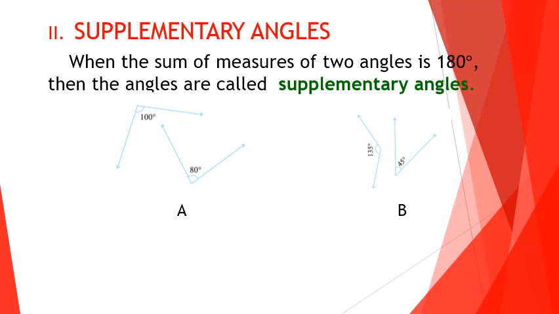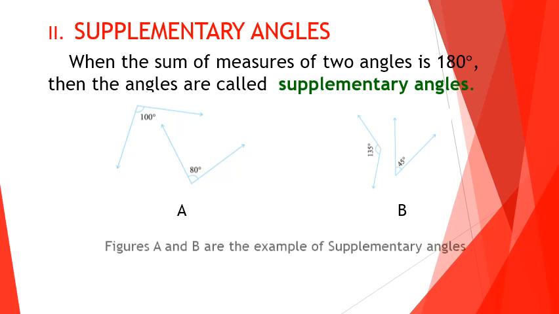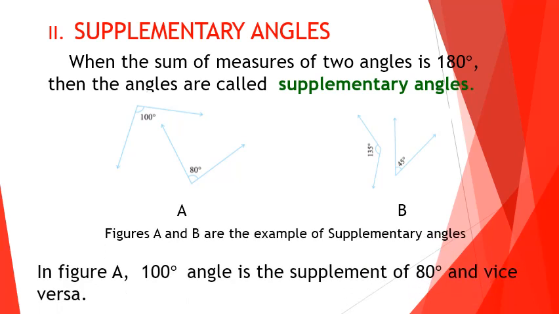Similarly, in figure B, two angles are given. When we add these two angles, we get 180 degree. Hence, figure B is also an example of supplementary angles. And in figure A, we can say that the 100 degree angle is the supplement of the 80 degree angle, and the 80 degree angle is the supplement of the 100 degree angle. Similarly, from figure B, we can say that 135 degree is the supplement of 45 degree and vice versa.